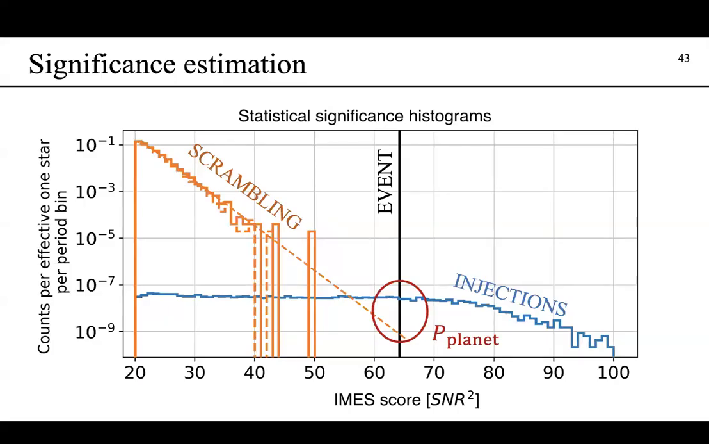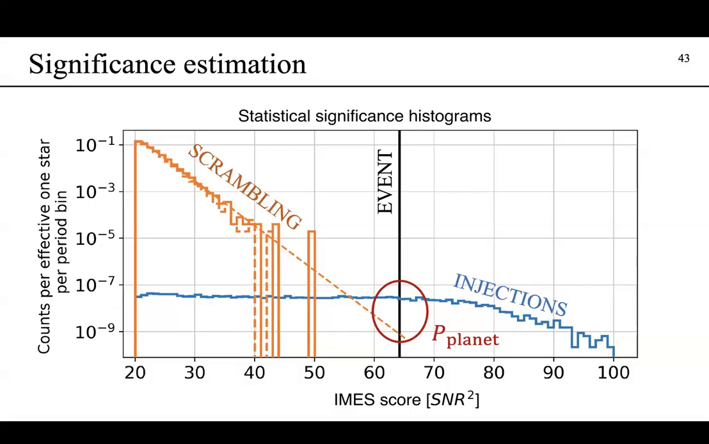So this is the detection statistic in units of SNR squared. This line is the SNR that we got from our event. Let's say around this star, there was something which is suspiciously looking as a planet. So we run this scrambling search and obtain this distribution of the background, this injection search and obtain the distribution of planets. And here we compare them and we divide them and we calculate this p-planet score.